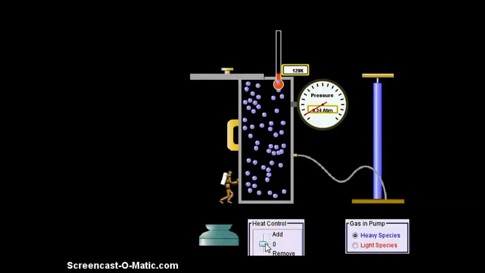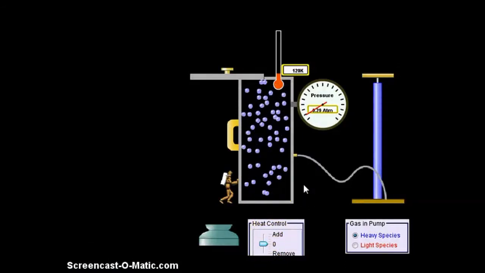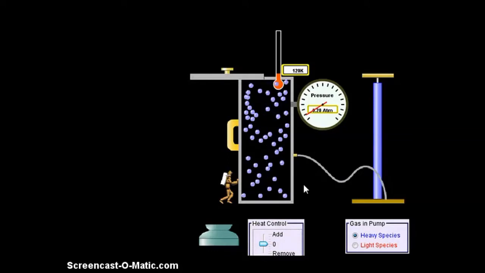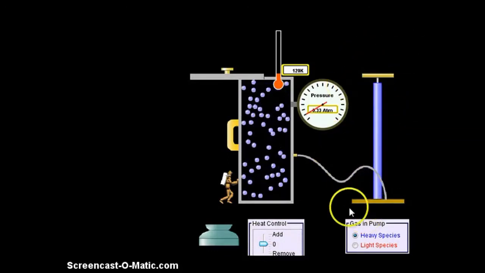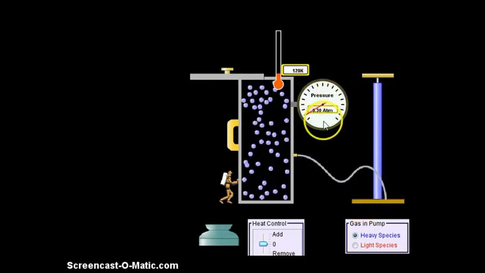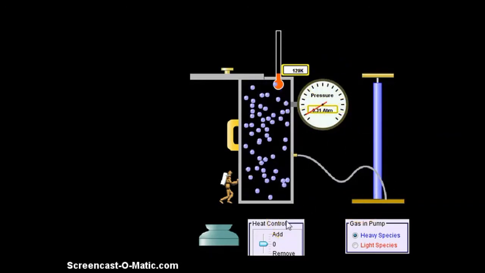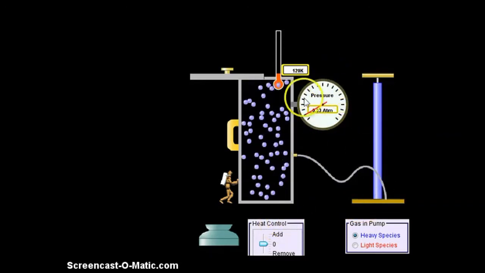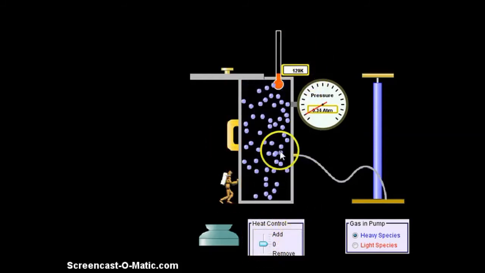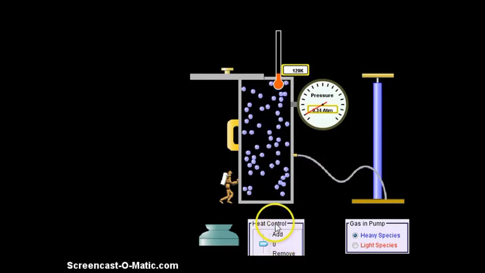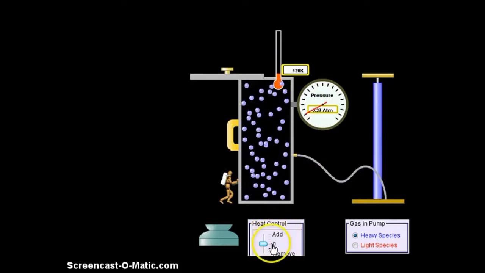Okay, so here's our model. What I'm not going to change, my constant variables, is how much gas I have. So I'm not going to put any more gas in, and I'm not going to change the pressure. The only thing I'm going to change, my independent variable, is the temperature. So I'm going to add heat and see what happens to the volume, the size of the box, and then I'm also going to remove heat and see what happens.